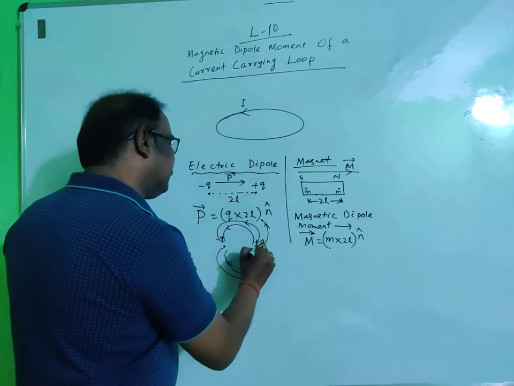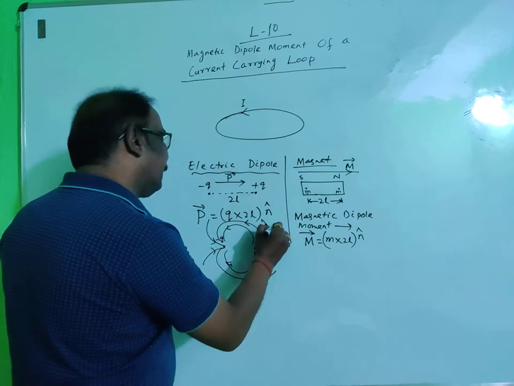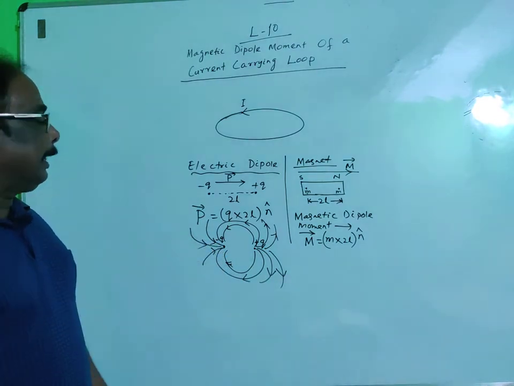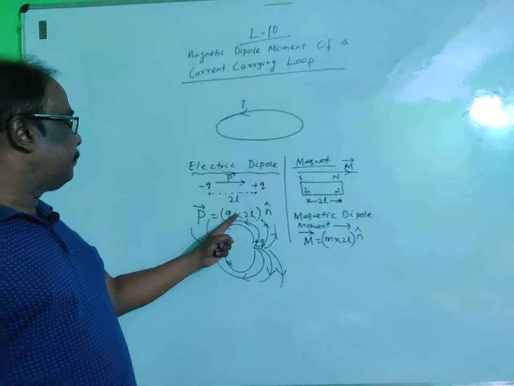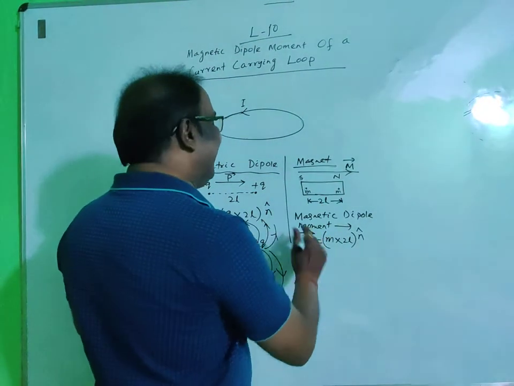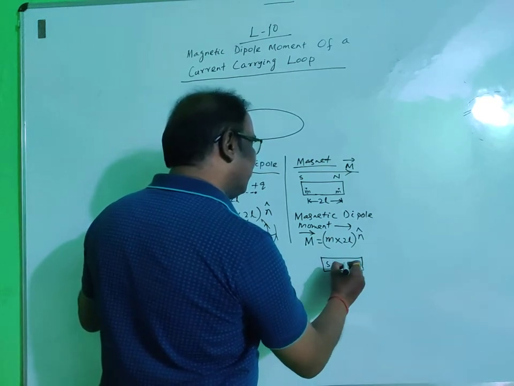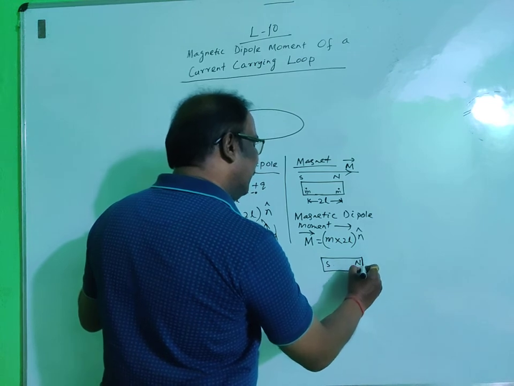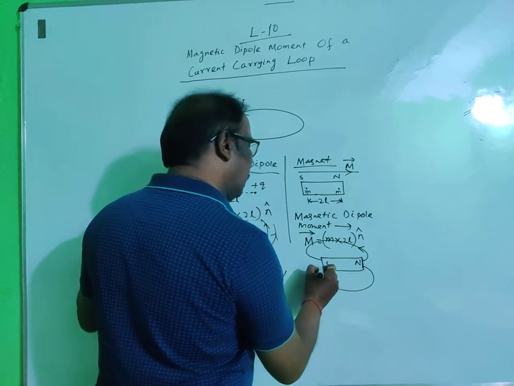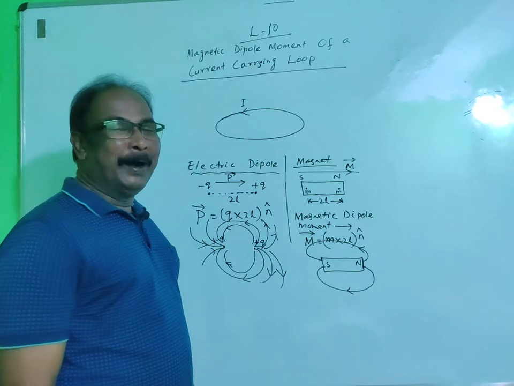Like this, you can represent a number of electric lines of force. Electric lines of force are directed from positive charge to negative charge. Similarly, for magnetic field lines, if this is the south pole and this is the north pole, then magnetic field lines start from north and move towards south, outside the magnet.